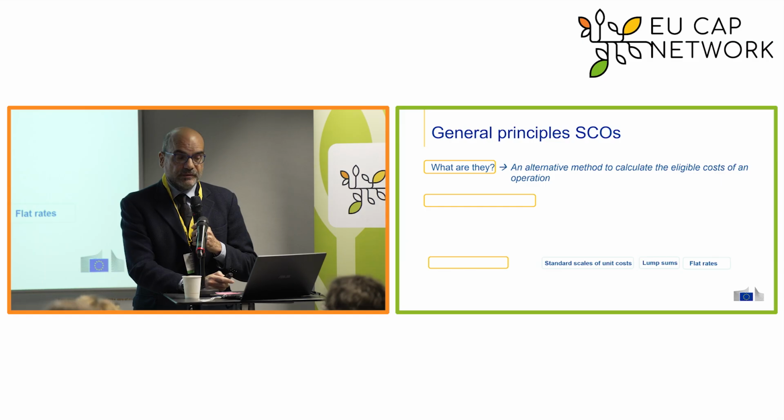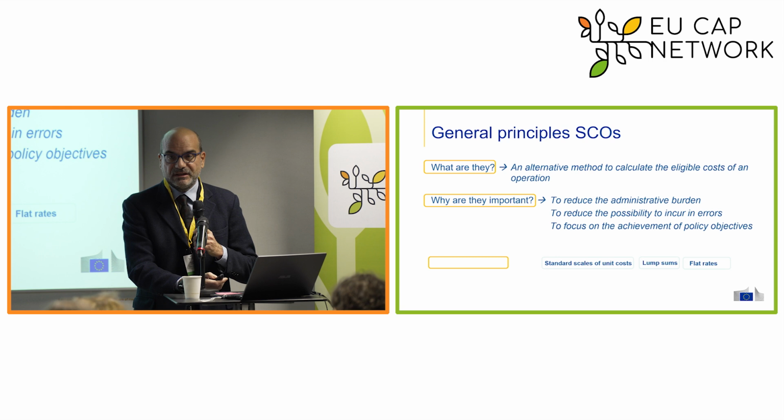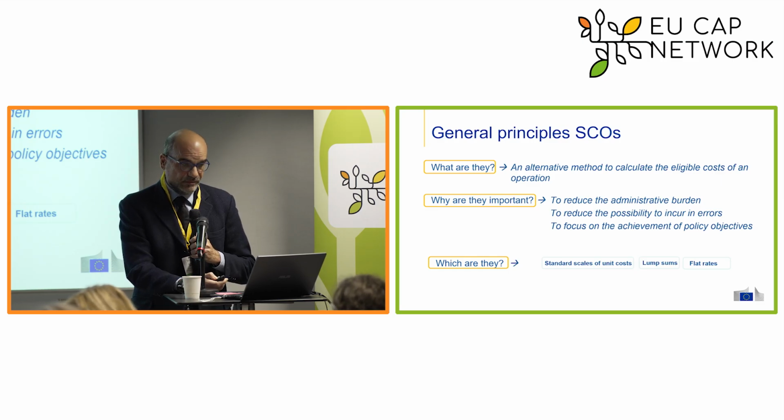As most of you know, simplified cost options are an alternative method to calculate the eligibility of a cost. So rather than going for the analysis invoice by invoice, you use this simplified method. There are different options: unit cost, lump sum, or flat rate financing. And of course, if you use simplified cost options, it means there is less workload overall, meaning first you fix the method, and for the following years it's much easier to define eligible cost rather than going again invoice by invoice.